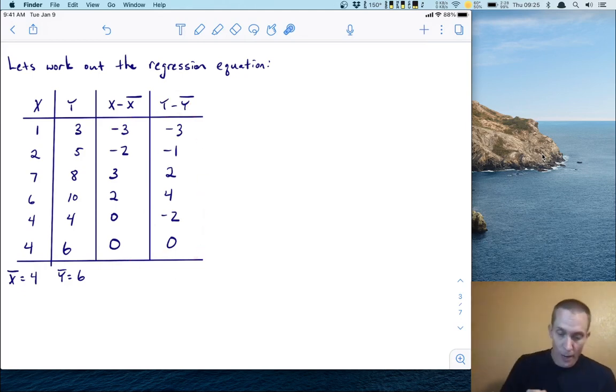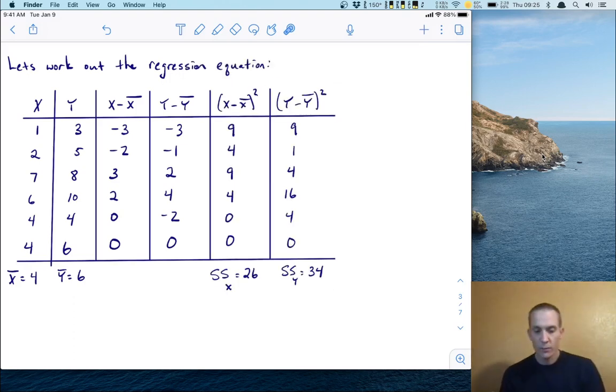Now we are going to square those. We want to find the squared deviations. So we do that. Just remember how this works. We take this deviation and square it, and we get a 9. We take this deviation, square it, we get a 4, etc. So this is nothing new. This is just like computing variance. We're just doing it for 2 variables at one time. In fact, when we do this, we find that the sum of squares for X is equal to 26. Again, just the sum of those squared deviations. And similarly, the sum of squares for Y is 34.